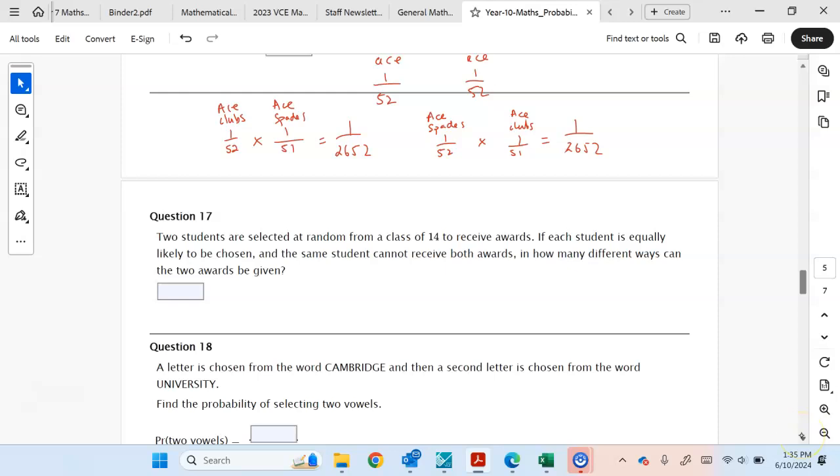All right, 2 students are selected at random from a class of 14 to receive awards. If each student is equally likely to be chosen and the same student cannot receive both awards, in how many different ways can the two awards be given?